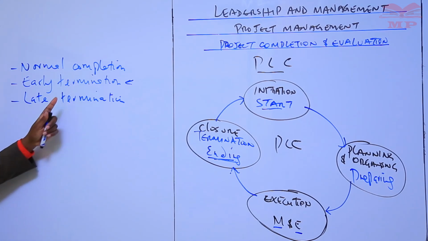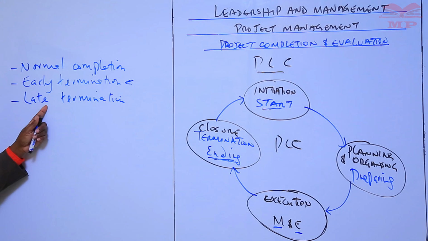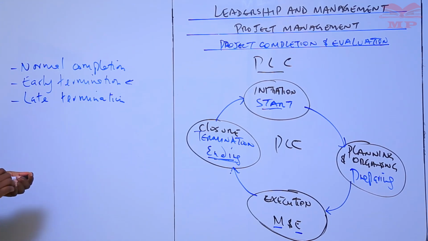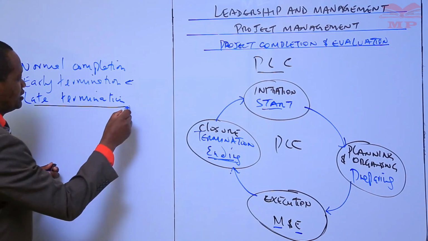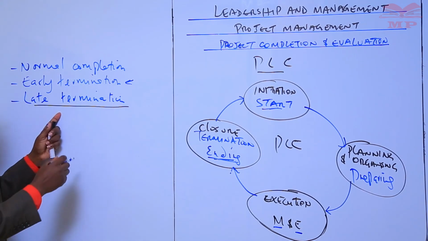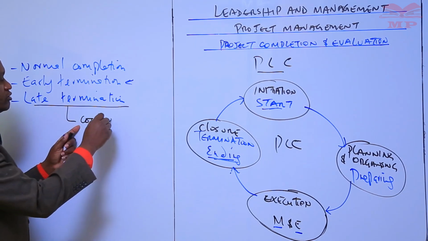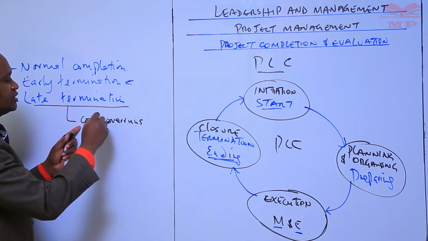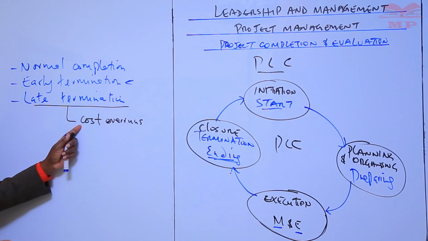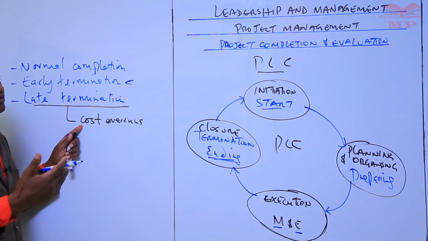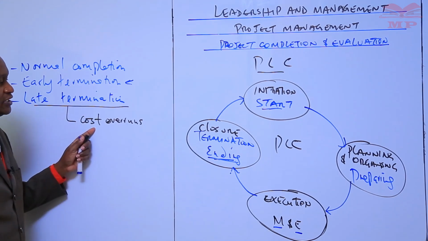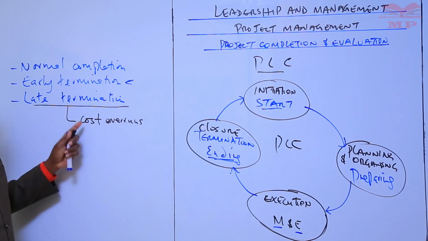But as regards late termination, it's generally the case on account of time and cost overruns. A project can be terminated late due to cost overruns. That means that the company may not have sufficient resources to complete the project in time.